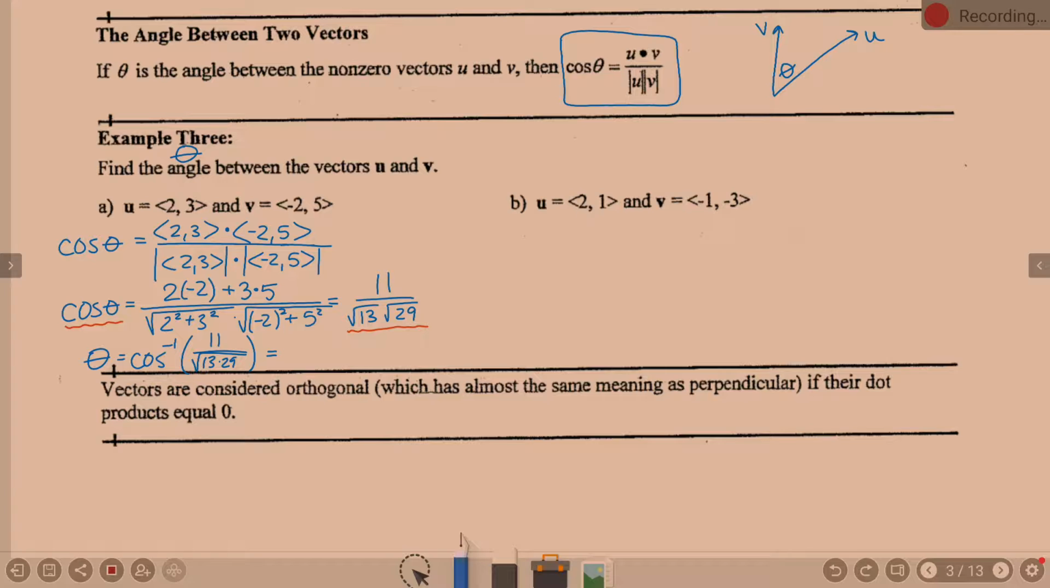What are we getting? 55.5. Yep, 55.49147701, but rounds to 55.5. 55.5 what? It's an angle, so degrees.